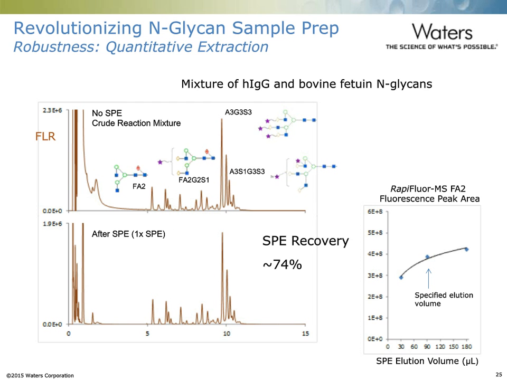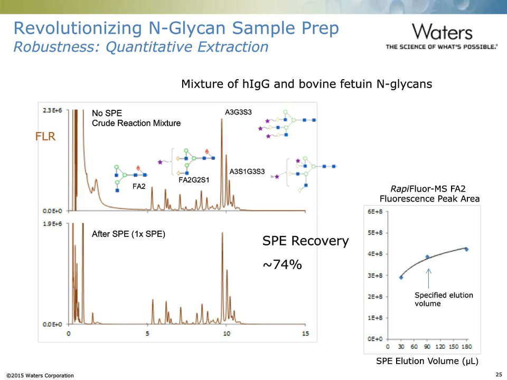Absolute and relative recoveries for this novel HILIC SPE process have been studied. RapiFluor-MS-labeled glycans prepared from a mixture of pooled human IgG and bovine fetuin were processed by multiple SPE passes, and recoveries across the serial processing were measured. Specifically, recoveries were measured for the species representing extremes in glycan properties, including a small neutral FA2 glycan and a glycan with a tetrasialylated triantennary structure. Absolute recovery through the SPE process has been found to be approximately 74%, which is a common yield for microscale SPE. The majority of the observed sample losses can be viewed as a consequence of elution volume.